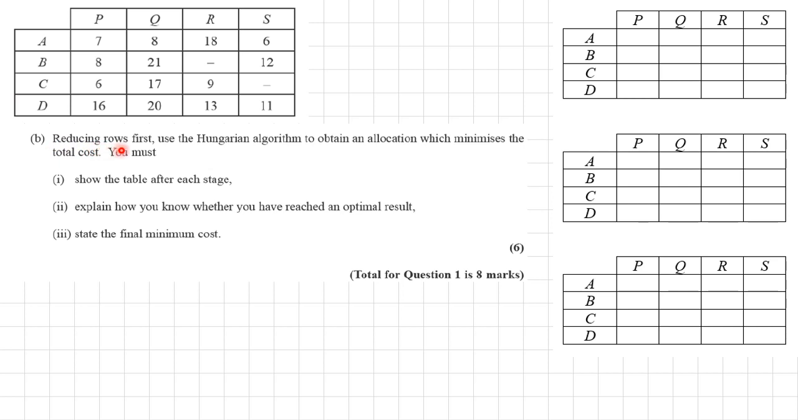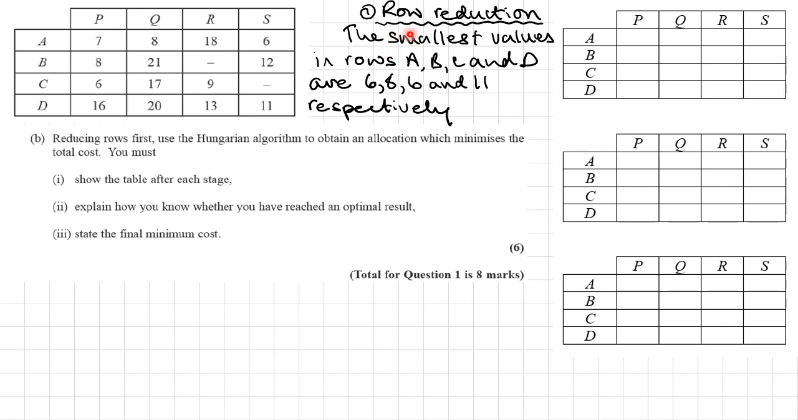Part B. Reducing the rows first, use the Hungarian algorithm to obtain an allocation which minimizes total cost. You must show the table after each stage. We must also explain how you know whether you have reached an optimal result, and also state the final minimum cost. So step number 1, we're going to start with row reduction. So we need to start by finding the smallest values in each row. And the smallest values in each row, in row A it's 6, in row B it's 8, in row C is 6, and row D it's 11.